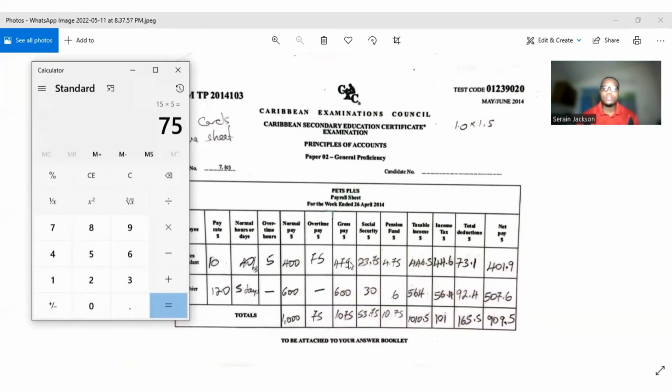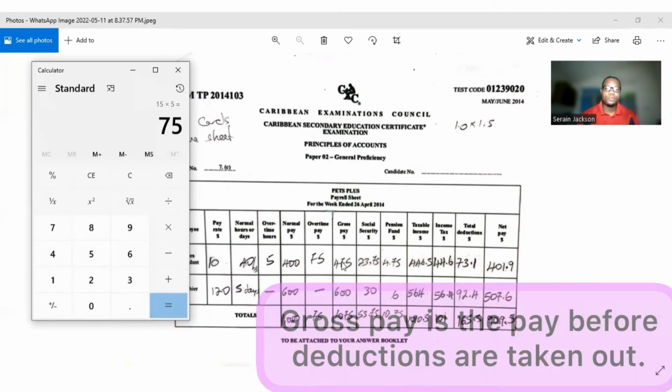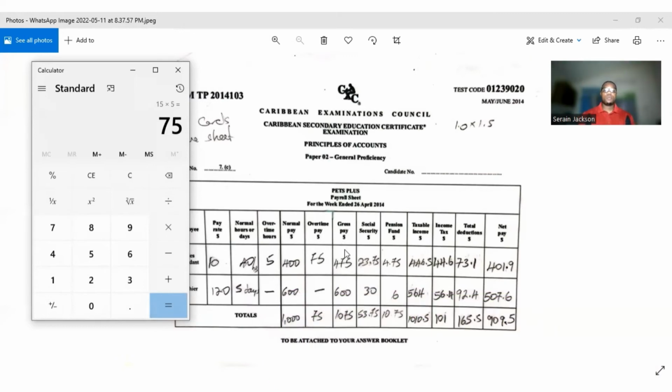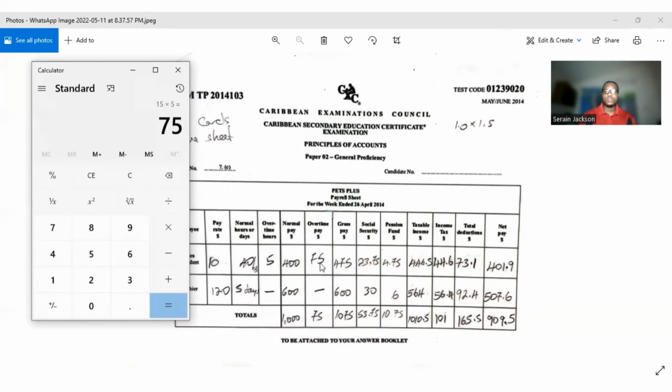Now let's calculate the gross pay. So the gross pay, for those persons who may not remember or know, gross pay is that pay before deductions are taken out. It is the pay that people love to see on your pay slip, right? And in calculating the gross pay, it is your normal pay plus your overtime pay that will give you your gross pay. So it is 400 plus the 75, which is 475.